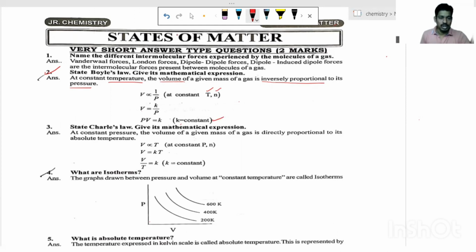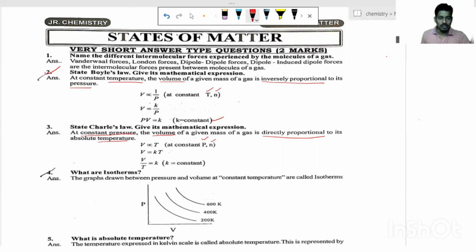Next, Charles law. At constant pressure, volume of a given mass of a gas is directly proportional to absolute temperature. V is directly proportional to T. Here, pressure and number of moles are constant. So here, if we remove the proportionality, then one constant we have to write. V is equal to KT. This we can write as V by T is equal to K, where K is a constant.